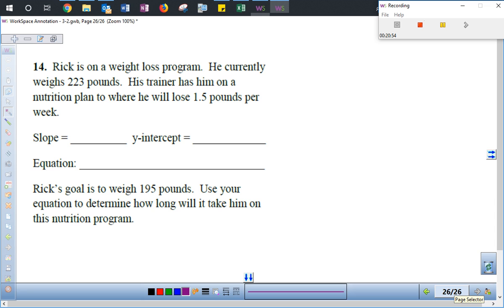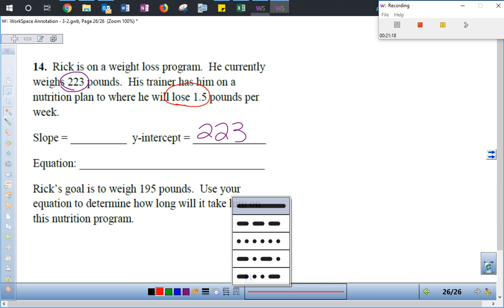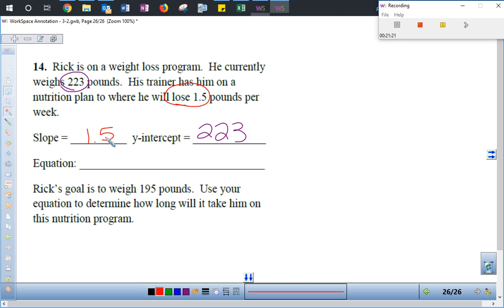Now number 14, Rick is on a weight loss program. He currently weighs 223 pounds. His trainer has him on a nutrition plan where he will lose 1.5 pounds per week. So the y-intercept is what we start with. He started at 223 pounds. Now the slope is what he's changing by. So notice that he's losing 1.5 pounds per week, so that's going to be his slope. But be careful, because it's not just 1.5. He's losing that 1.5, which means that his slope is going to be negative. Now substitute that in, and my equation will be y equals negative 1.5x plus 223.